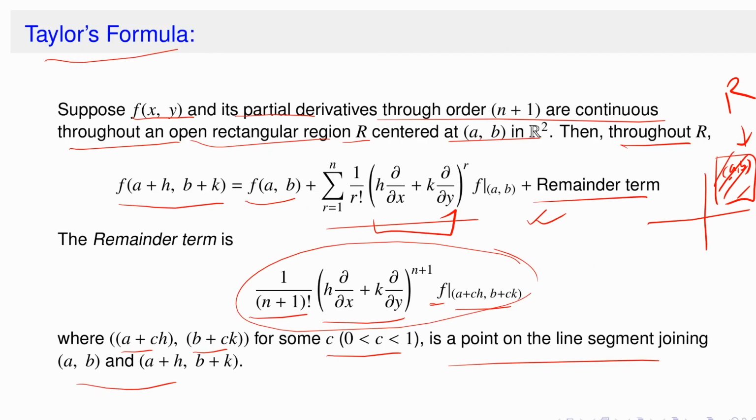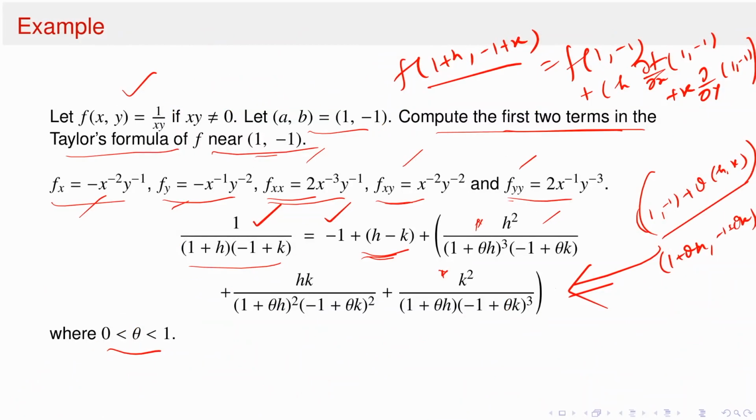No, I think 1 by (n plus 1) factorial is there, and the 2 will get cancelled. 1 by factorial 2 will be there, so 1 by 2, and this 2 will get cancelled. Another 2 will come in. Yeah, okay. So, that is perfectly all right. There is no calculation mistake.